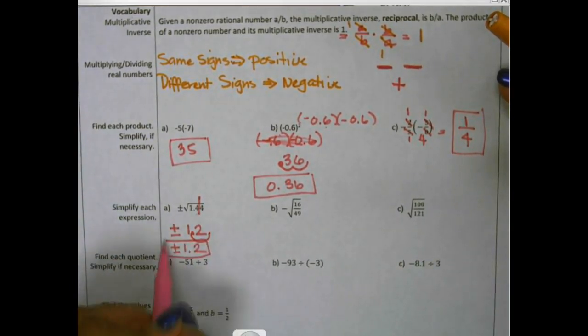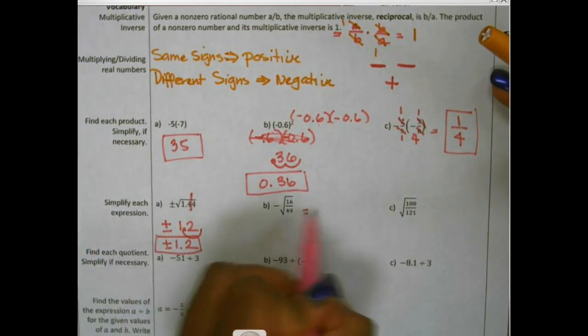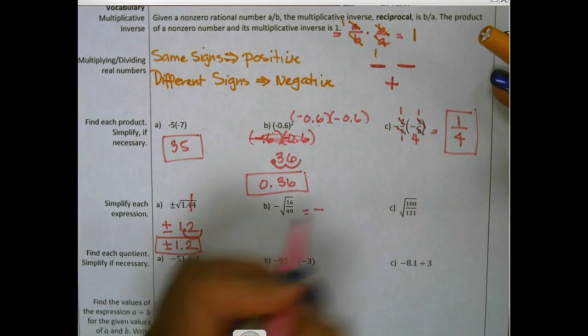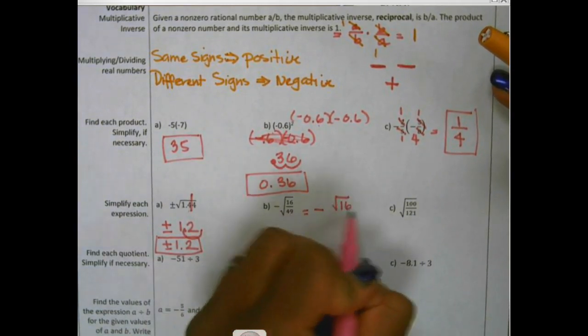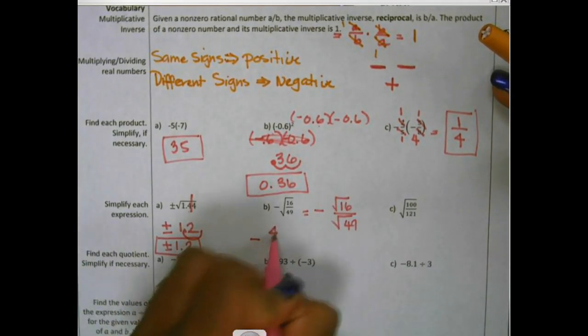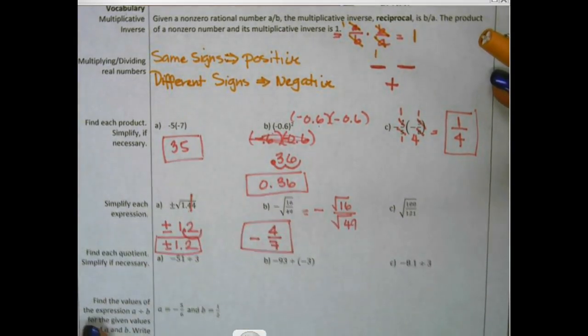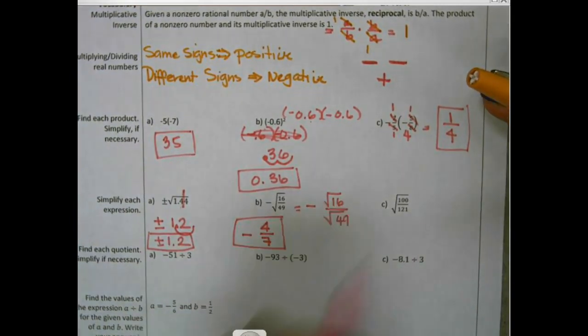I'm going to box that. Makes it feel a little bit more official. If it's negative, my answer is negative. Negative what? Well, I want the square root of 16 over the square root of 49. They're both perfect squares, which is great. Square root of 16 is 4. Square root of 49, 7. You like it? I love it.